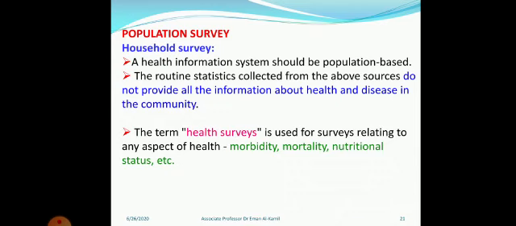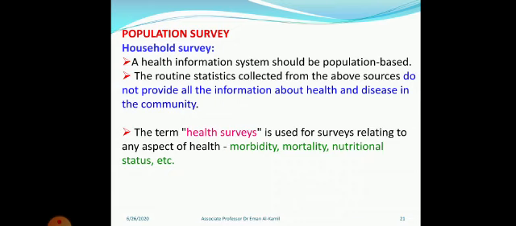Population survey, household survey. This is a very important source of information, because we are going to go to the people at their home, and we are going to collect information from the people. So a health information system should be population based, from the people themselves. This is routine statistics collected from the above sources.